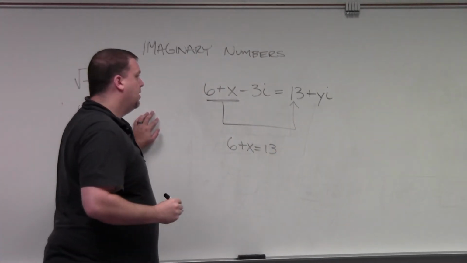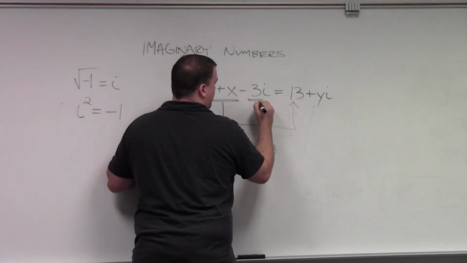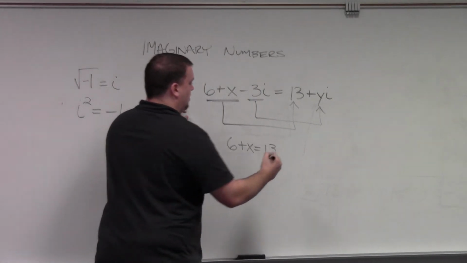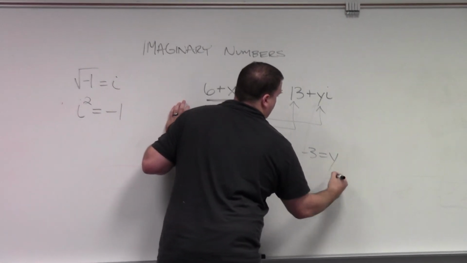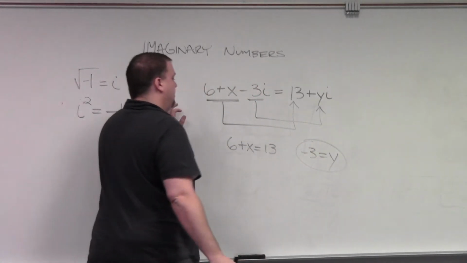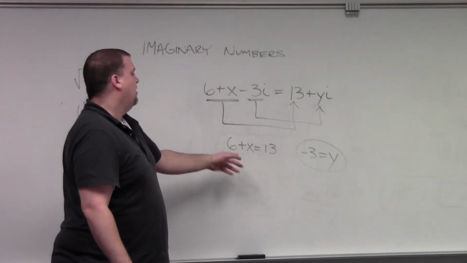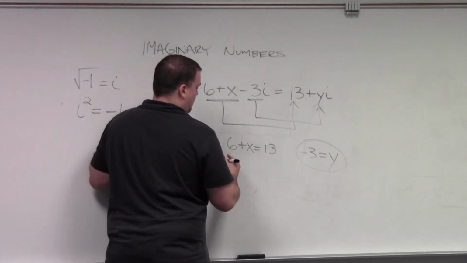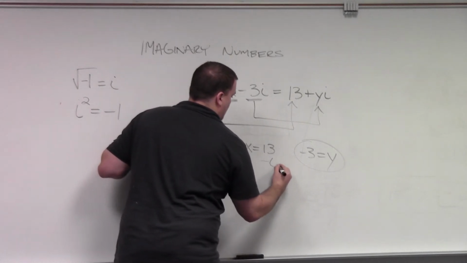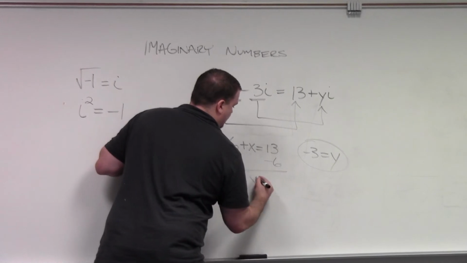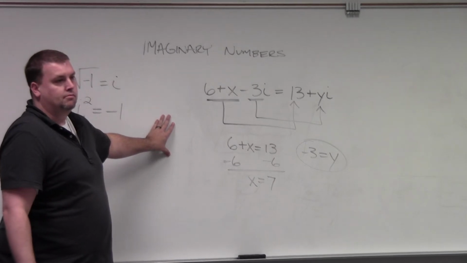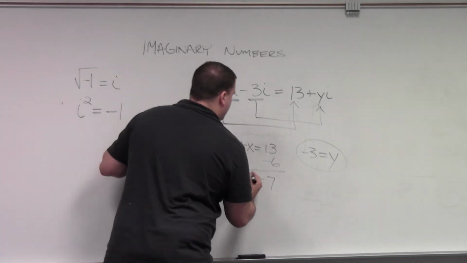As far as the imaginary part, negative 3 has to be equal to y. That's easy enough. We already got y. Negative 3 equals y. So we only have to solve this other equation for x. And how would I do that? Subtract 6, right? So x ends up being equal to 7. X equals 7. There's my 2 answers for x and y.